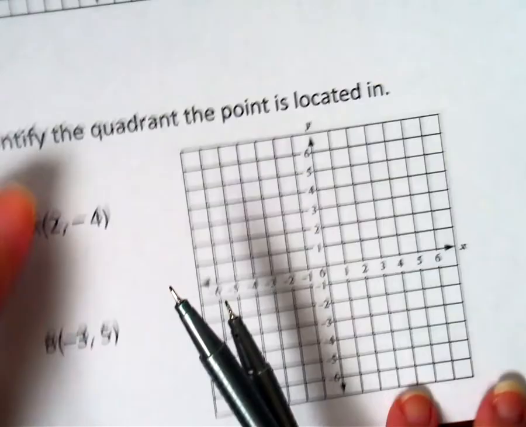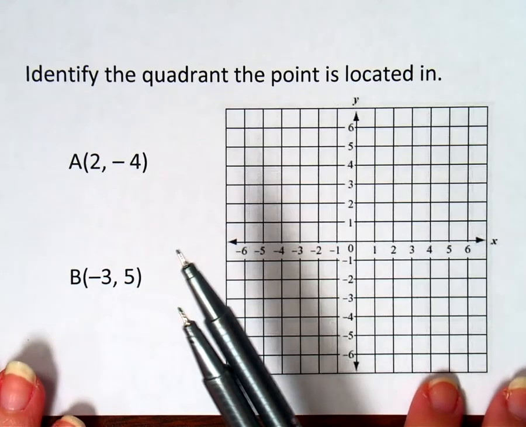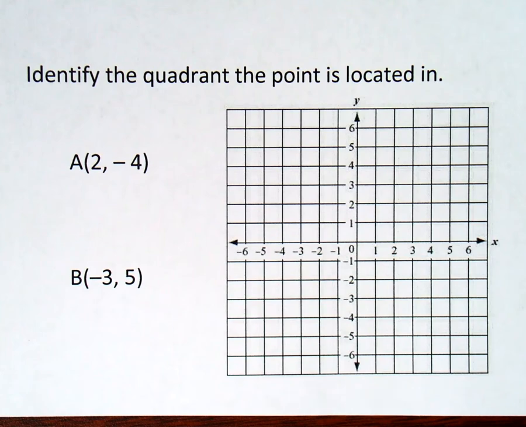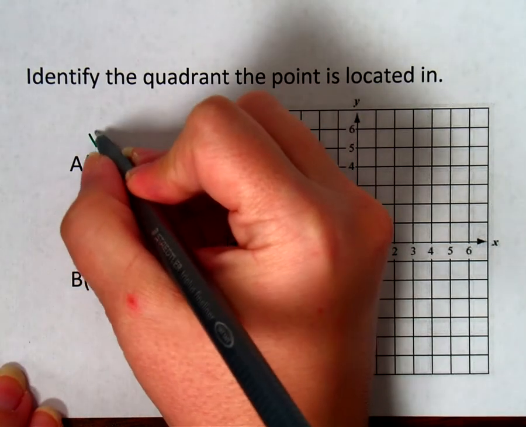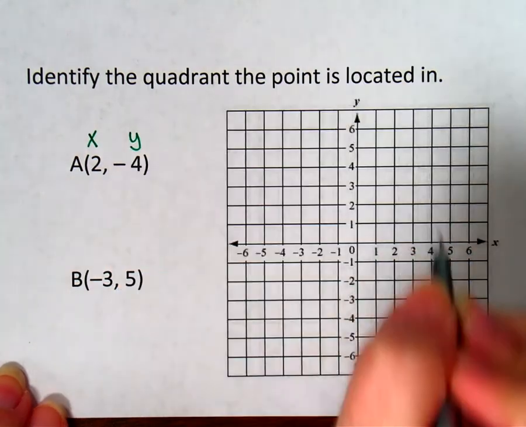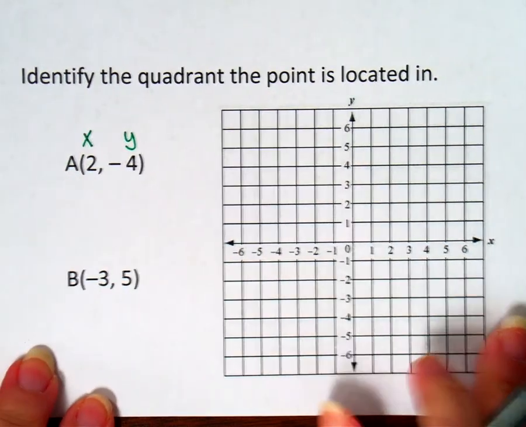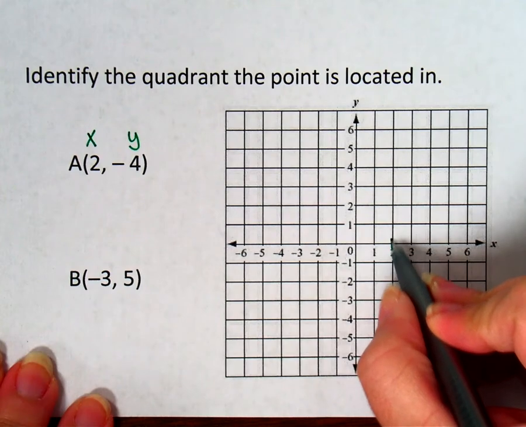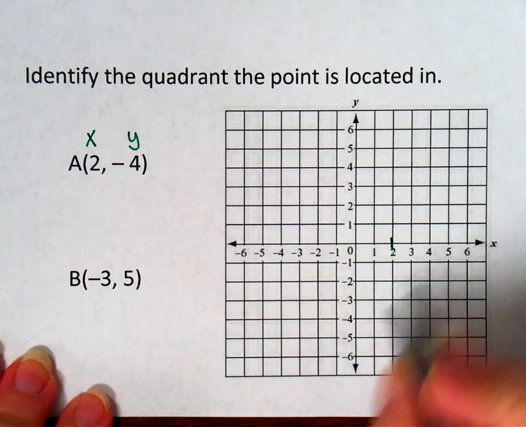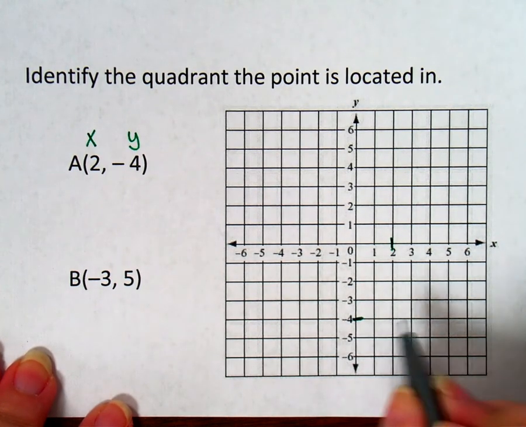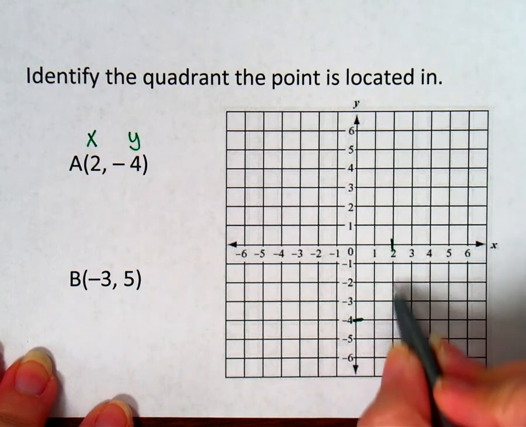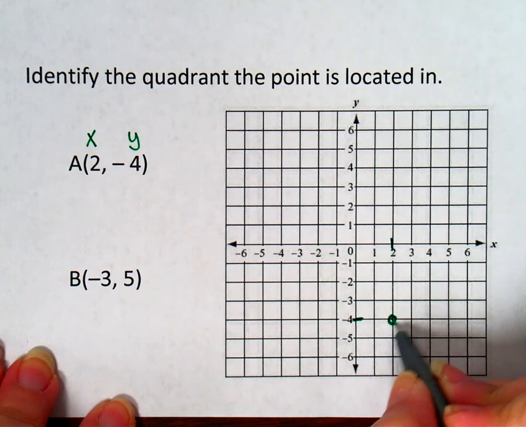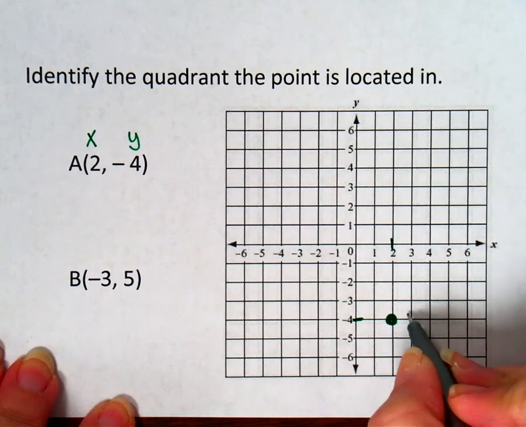The next one is just to check on your graphing coordinate skills. It's identify the quadrant the point is located in. So remember that your x value comes first, and then your y value. So my x value is 2. Here's 2 on the x-axis, and then my y value is a -4. There's y on the -4. So where those come together is right here. This is where A is going to go.